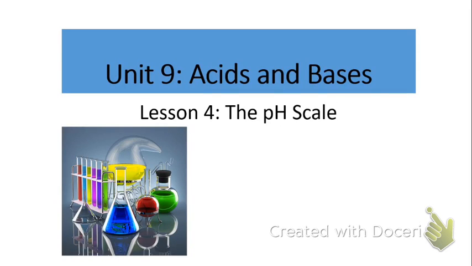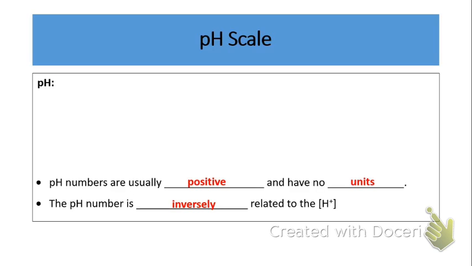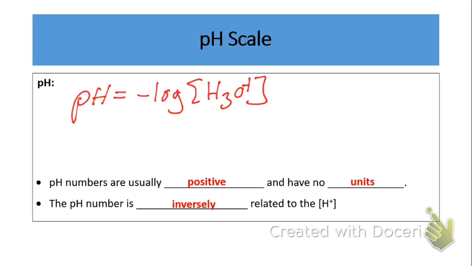All right, let's get started with lesson 4, the pH scale. Now, the pH scale is a quick and easy way for us to determine how basic or how acidic a particular solution is. The pH can be found by taking the negative log of the hydronium ion concentration. So in other words, the pH is dependent upon a log base 10 scale of the hydrogen ion concentration.